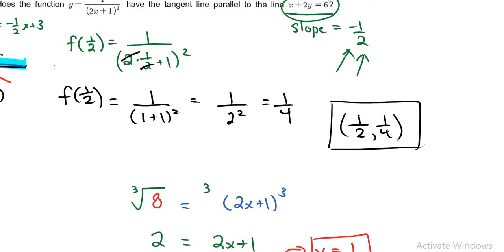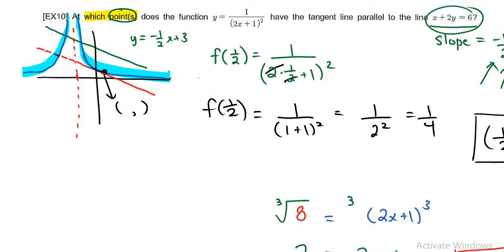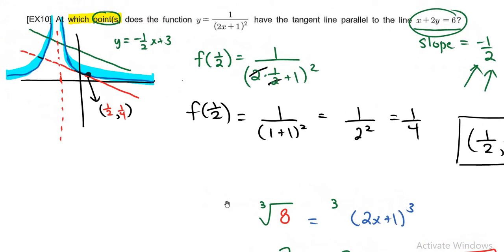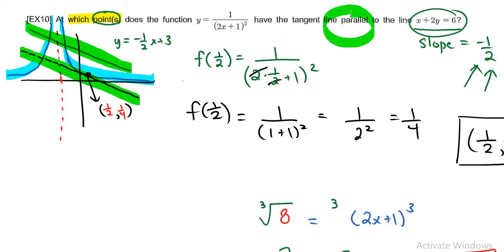this point right there is the point where the blue graph has a slope of negative 1/2, which will make it parallel to the equation of the green line. So this will be 1/2 and 1/4. Okay, so once again, on the blue graph, the point 1/2, 1 over 4, that's the point where this line right here, which I'm highlighting in green, that's where the blue graph has a slope of negative 1/2, which matches the slope of negative 1/2 on the linear line, and that makes it parallel.